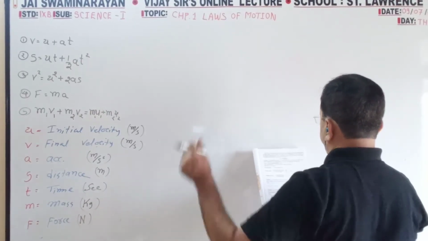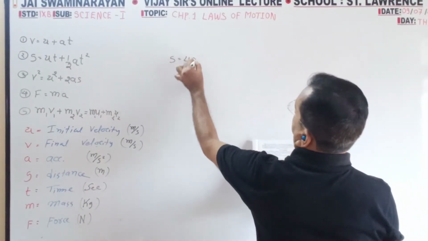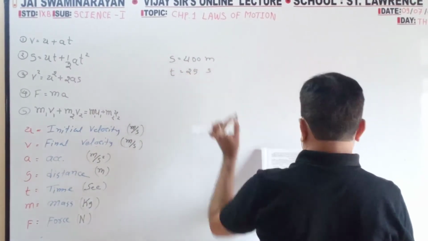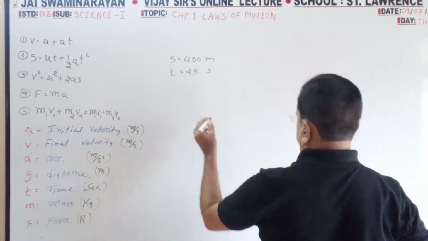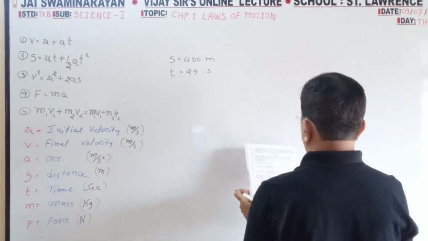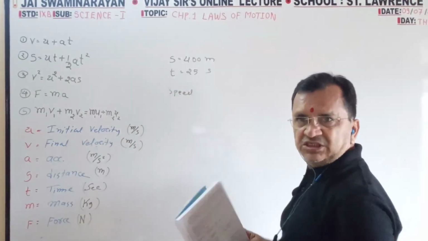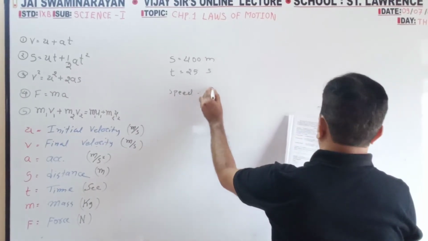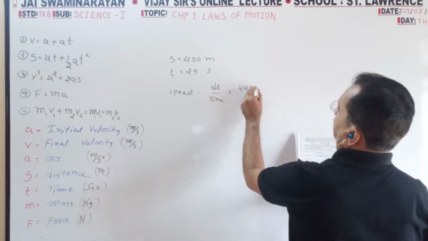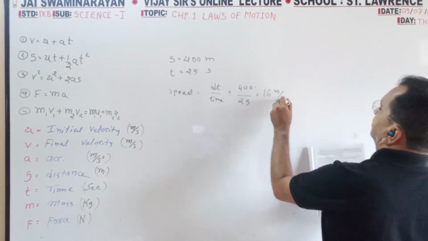An athlete is running on a circular track. He runs distance 400 meter, time 25 second. Speed is distance by time. Total distance 400 divided by 25, so it is 16 meter per second.